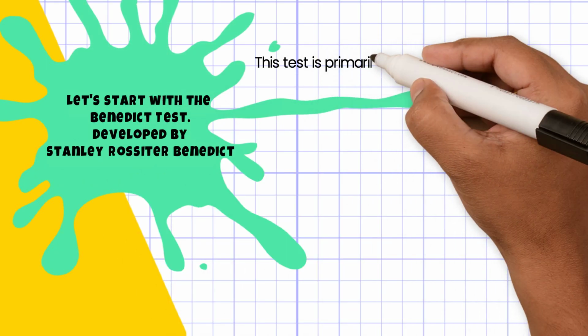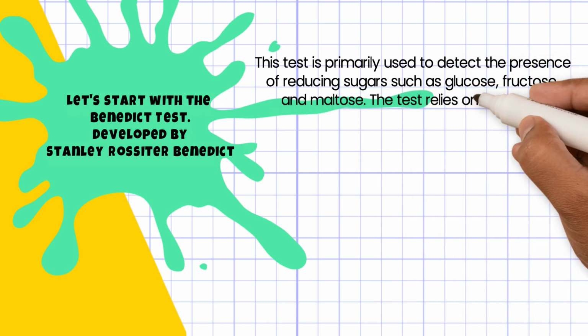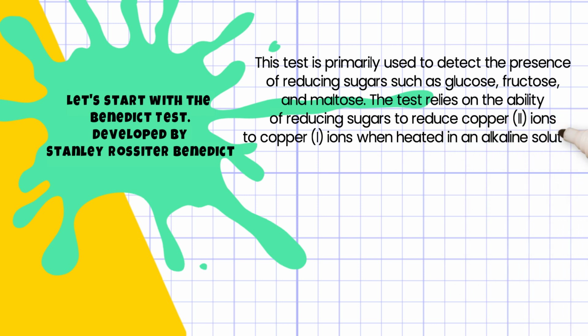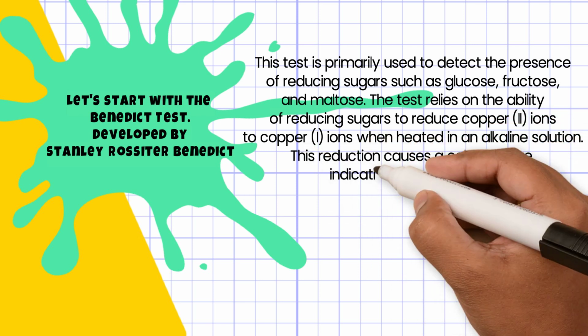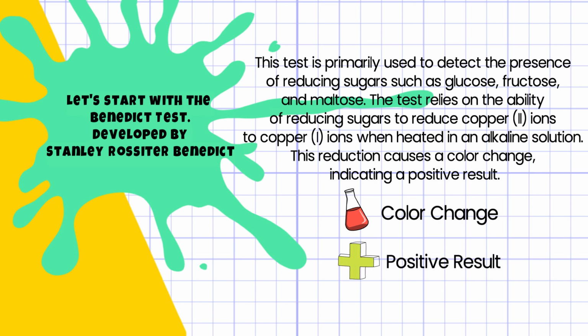Developed by Stanley Rossiter Benedict, this test is primarily used to detect the presence of reducing sugars such as glucose, fructose, and maltose. The test relies on the ability of reducing sugars to reduce copper(II) ions to copper(I) ions when heated in an alkaline solution. This reduction causes a color change, indicating a positive result.